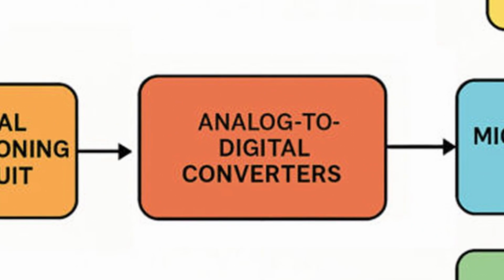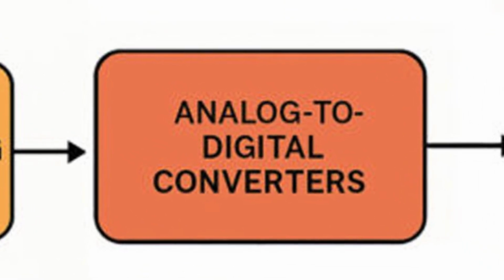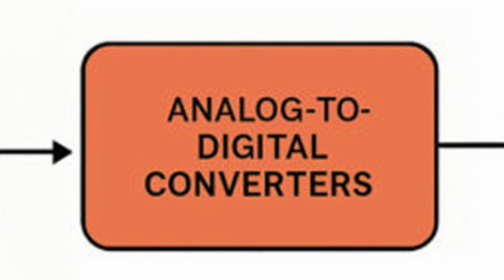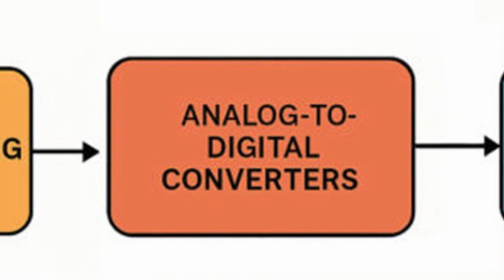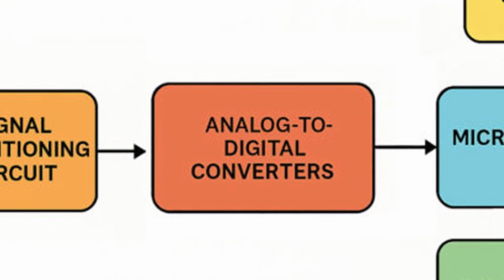The second block is the analog to digital converter, also called ADC. The conditioned analog signal enters this block, and the ADC performs sampling. Typically, a numerical relay samples the signal 12 to 64 times in every cycle. This high sampling rate helps the relay capture even small changes in the voltage or current waveform.